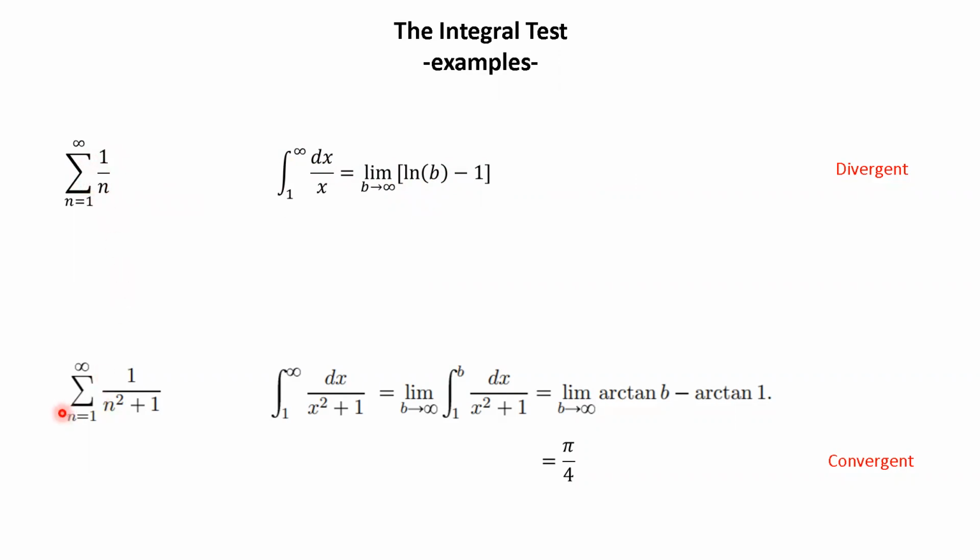Second example, I have 1 divided by n squared plus 1. The function I construct, as I said, just replaces n by x, so 1 divided by x squared plus 1. You try to do this integral, and you find that this integral is an arctangent. The arctangent of infinity is 90 degrees, so pi over 2. And arctangent 1 is 45 degrees, which is pi over 4. At the end, you get a finite value over here, so this series is convergent.